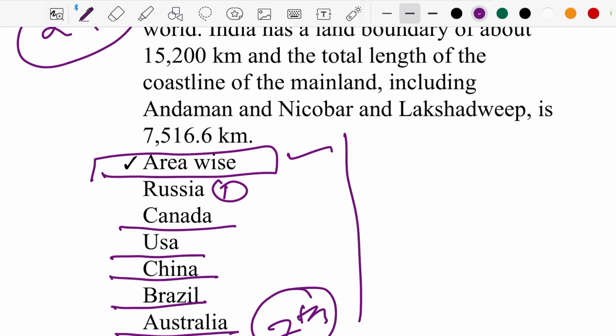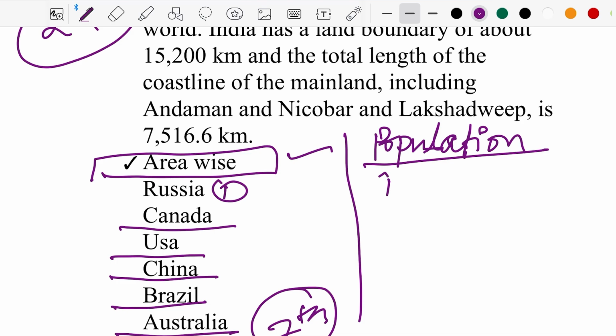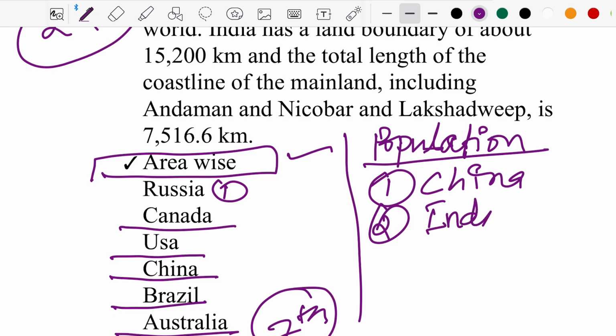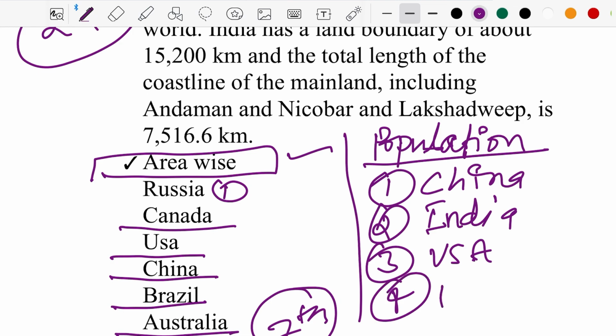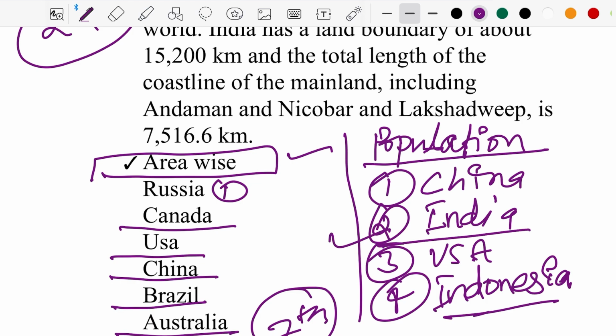Now if we talk about population wise, first it is China, second it is India, third it is USA, and fourth it is Indonesia. I hope you all get that in terms of area wise and population wise. In terms of area, India's position is 7th number, and in terms of population, India's position is 2nd number. So I hope you all get this one.